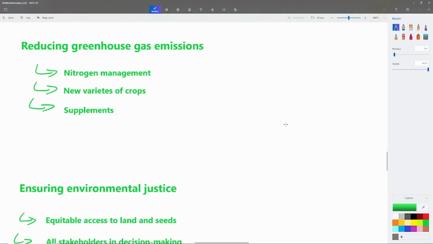So reducing greenhouse gas emissions, this is meant more for the producers of the food. So how can they do that? Well, first of all, nitrogen management is something that every farmer can do. This just means that farmers make sure that they don't oversupply nitrogen to the crops, meaning that there is no eutrophication, which we talked about before as well.